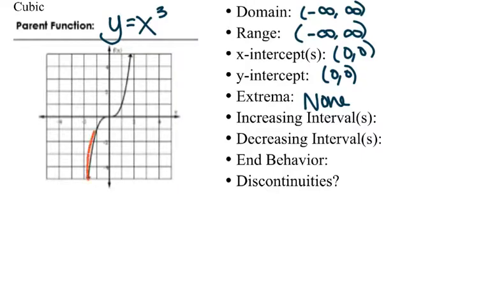If you're reading it from left to right, it's always increasing. So from negative infinity to positive infinity. So that would mean it's not decreasing. I'm going to skip end behavior just because it's getting on my nerves. And there are no discontinuities, no holes or breaks.